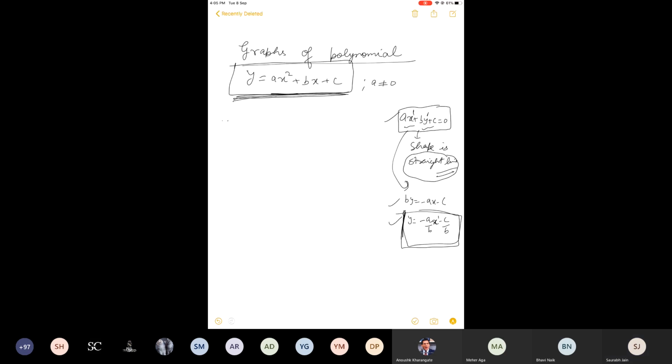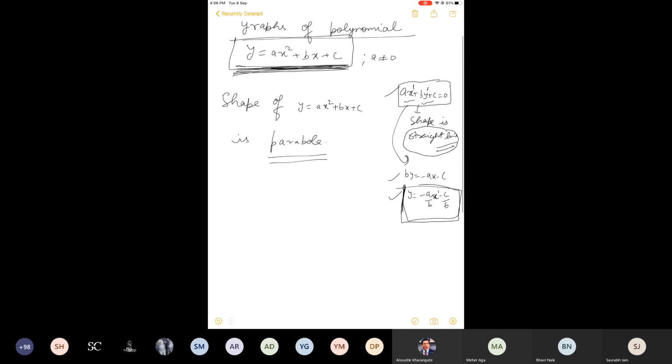So first thing, the shape of the graph of such equations, y equals ax square plus bx plus c, has a term for it which is called a parabola. This is the term. We will see what the shape is. First of all, listen carefully. Every point is important. Then only you will be able to recognize the graph and draw it. First of all, we talk about a.